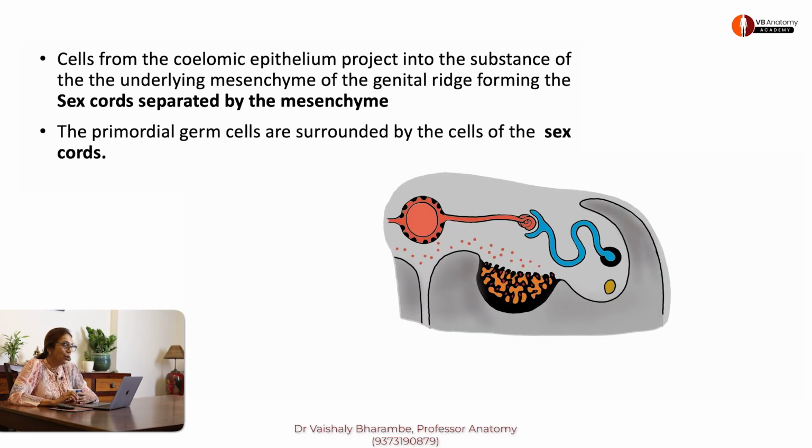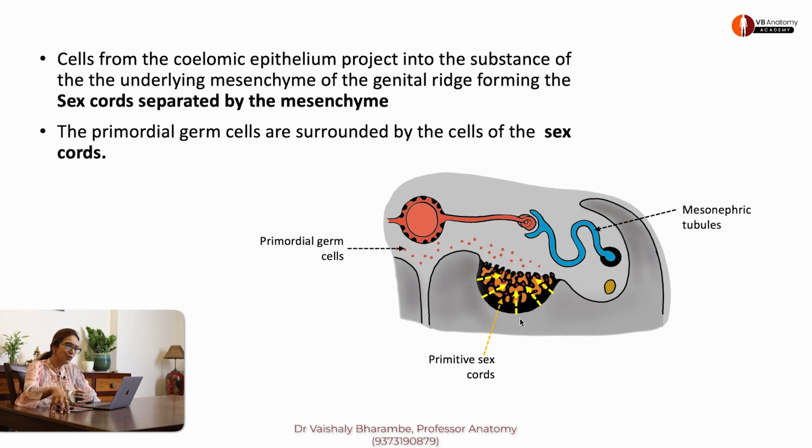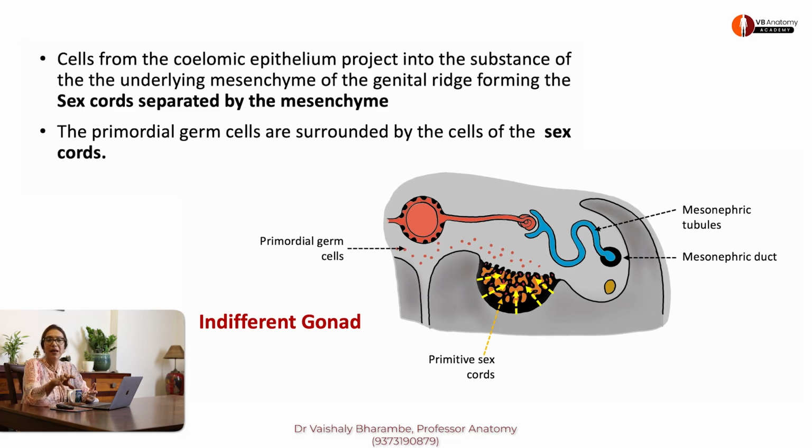Okay? Now what happens? The coelomic epithelium now begins to migrate inwards in the form of cords, which are called sex cords. Okay, so these are the primitive sex cords. At this point also, so that's the mesonephric tubule and duct. At this point also, the gonad is indifferent. The gonad does not know whether it's going to be a male or it's going to be a female. Then when will it know? When will it know whether it's going to produce a testis or an ovary?